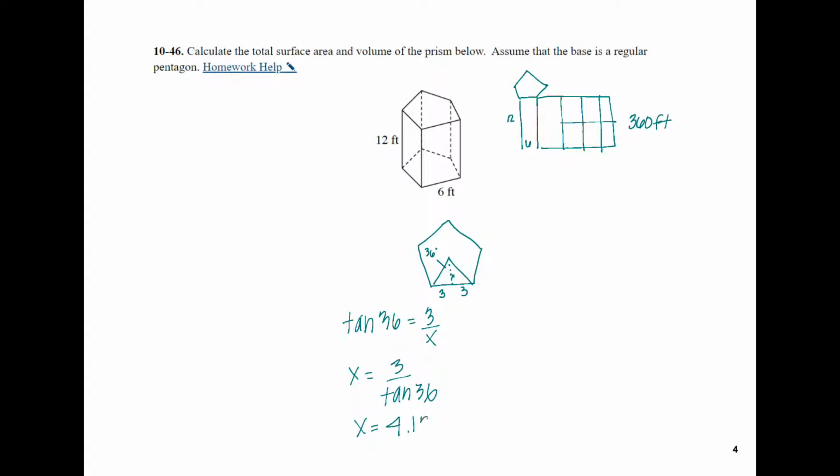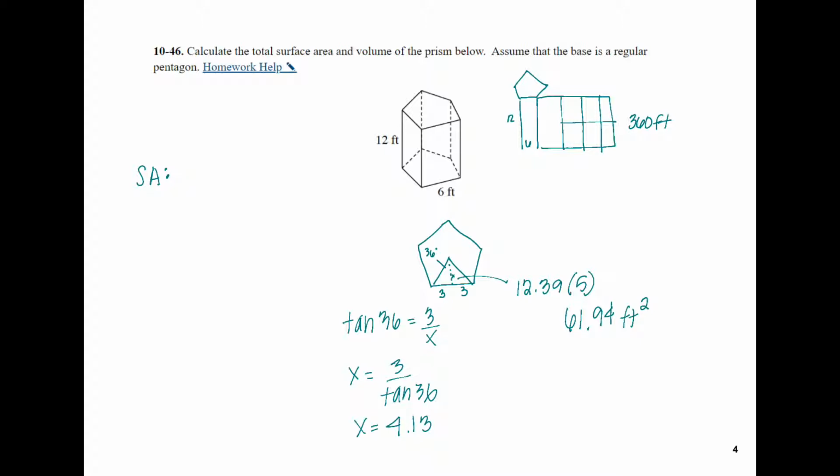approximately 4.13. To find the area of our triangle, we do base times height divided by 2, so 4.13 times 6 divided by 2 gives us about 12.39 for the area of one triangle. We need to multiply that by 5 because we're working with a pentagon. So the area of our base is 61.94 feet squared. We have 2 of those for our surface area.